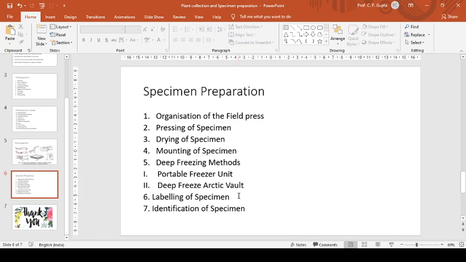The paper of the label should be of high quality. The following information should be incorporated in a label. It is very important. Heading, indicating the name of the institution or person along with the name of the state and country. Next is family name, then scientific name, that is the name of genus and species along with the authority by whom the name is given. Locality, indicating the place of collection with its latitude and longitude and distance from a well-known place.